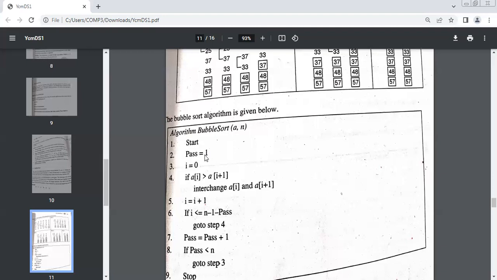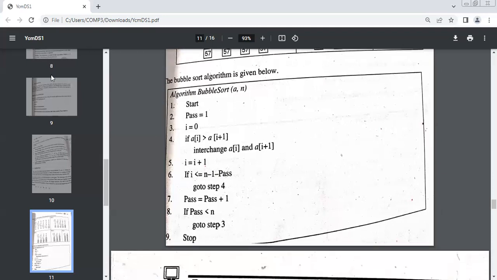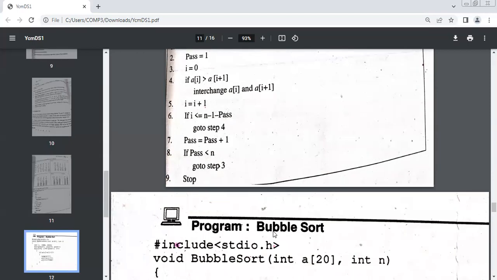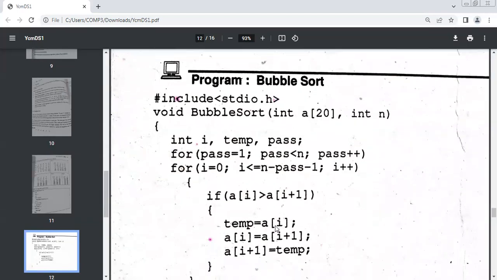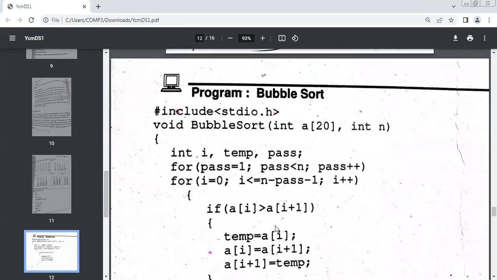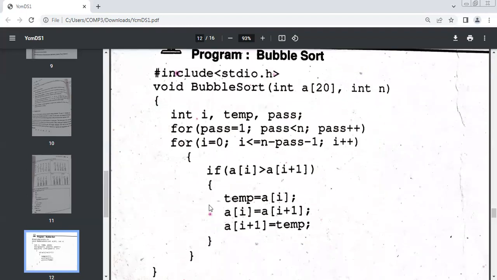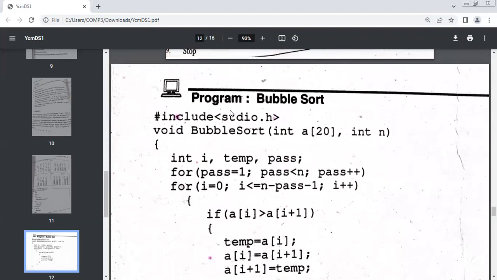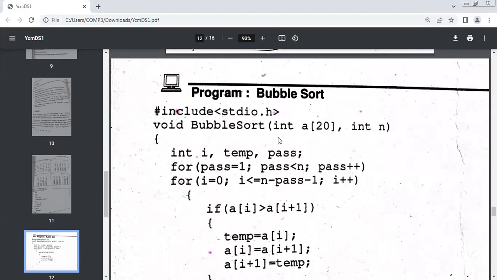Okay, so starting from the first pass, perform steps number 4, 5, 6 for the number of passes. Then we get the list of elements in sorted order. Here is the C program for bubble sort. Here we write a bubble sort function.